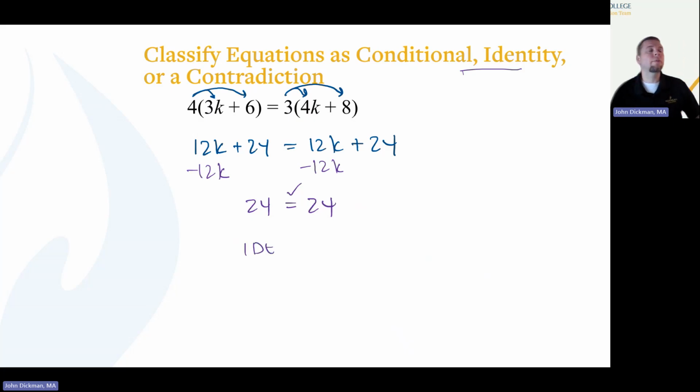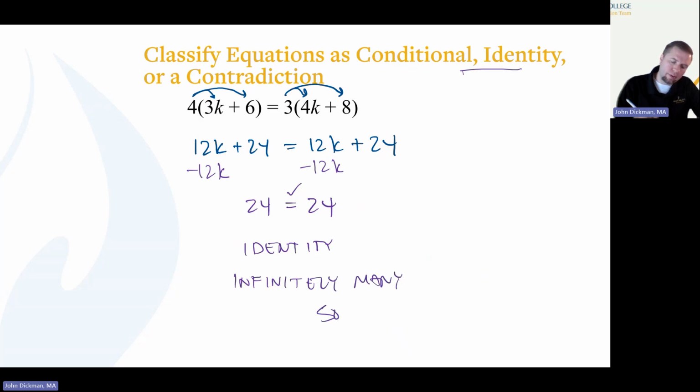So identity is really just recalling the identity element gives you back what you started with. So here, we're just saying 24 is equal to 24. That's just a true fact. That's an identity. And so what that means is that there are infinitely many solutions. Infinitely many. And that's called an identity.